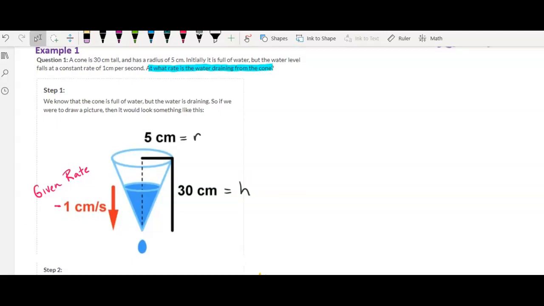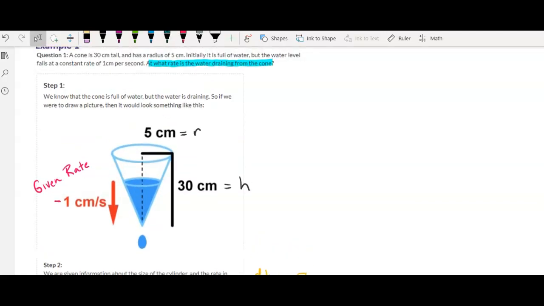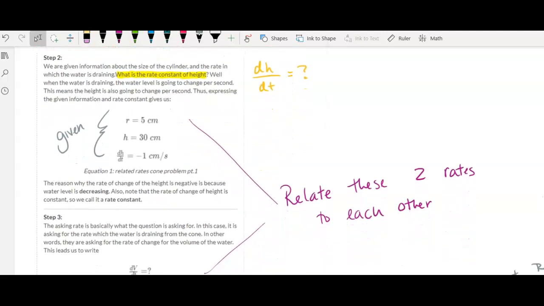So we know the cone is full of water, but the water is draining. If we were to draw a picture, it would look something like this. Height is 30, radius is 5, and we know that the water level falls at a constant rate of 1 centimeter per second. It's negative because it's decreasing. So we're given information about the size of the cone and the rate at which the water is draining.